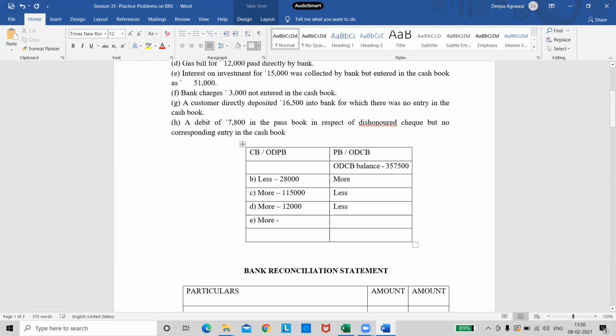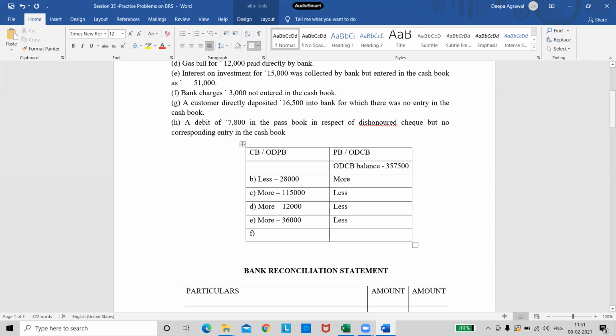Because it is interest on investment which was collected. That means it is a receipt. So banker has entered only 15,000, which is correct. But cash book, instead of 15,000, they entered it as 51,000. So cash book balance is more by 36,000 rupees and the passbook balance is less. See, you need to understand the amounts which we have to take. So here instead of 15,000, we entered it as 51,000. We showed 36,000 rupees more in our cash book. Right?